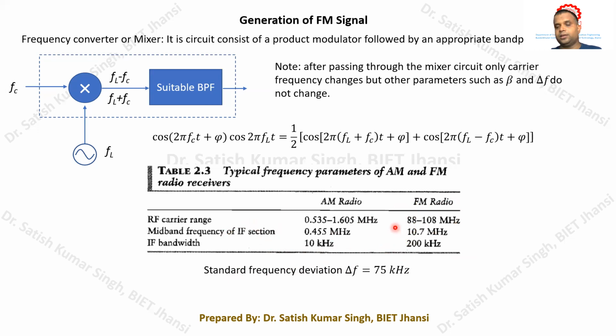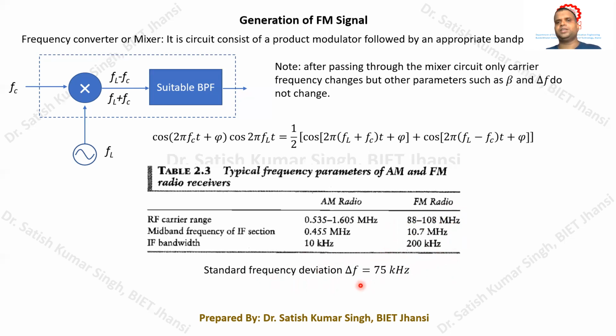The FM radio station can be tuned between 88 to 108 megahertz. Then its mid-band frequency is 10.7 megahertz, and its bandwidth, which is important, equals 200 kilohertz. And this is one of the more important parameters which is not mentioned: the standard frequency deviation for an FM radio station will be delta f equals 75 kilohertz. This is the typical frequency deviation.